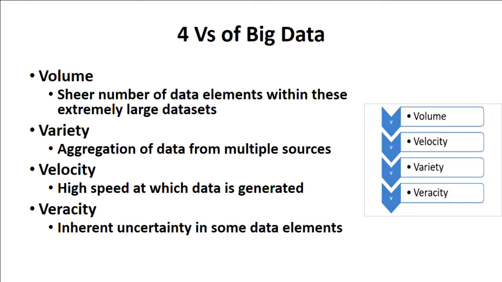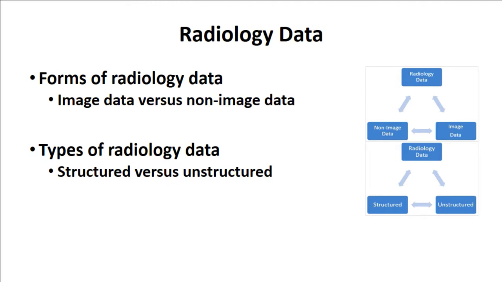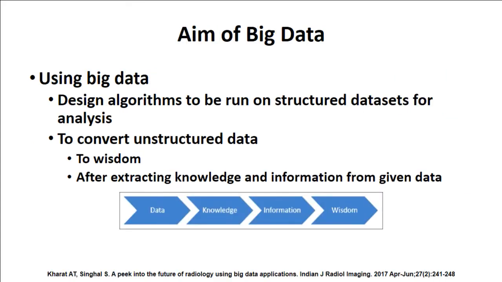So again, you're performing hundreds and hundreds of CT scans or MRI scans a day. So huge volumes of data sets coming at you constantly. So the velocity, and then the veracity as well. So some of this data is inherently uncertain. The other way that we can think about data, specifically in relation to imaging, is whether we're talking about imaging data or non-imaging data, and then whether we're talking about structured data or non-structured data. So for instance, structured data might be imaging, non-structured data could be a free text radiology report.